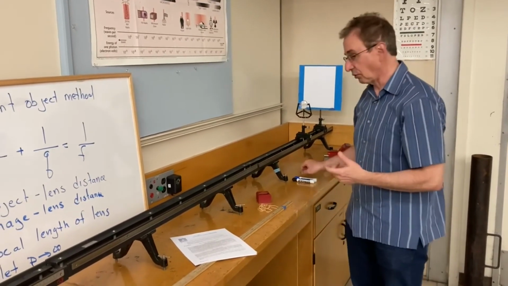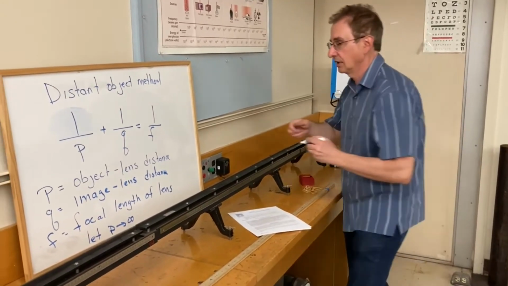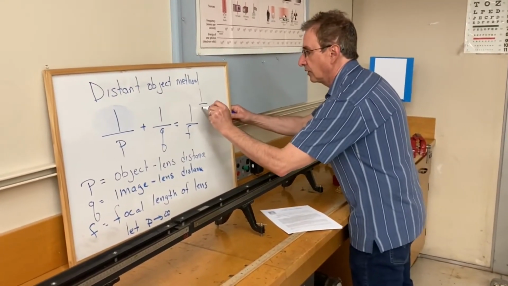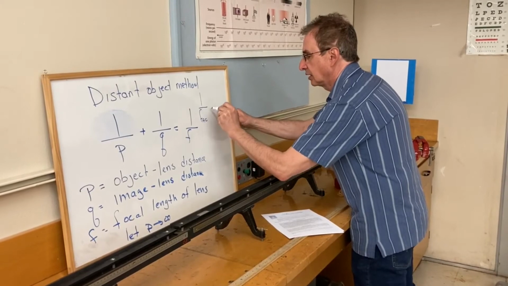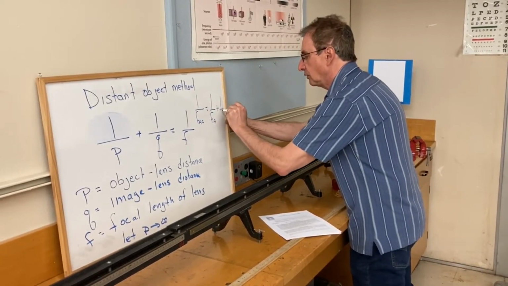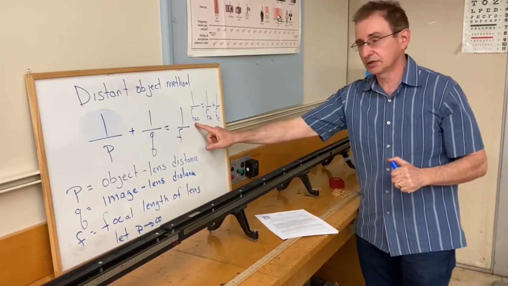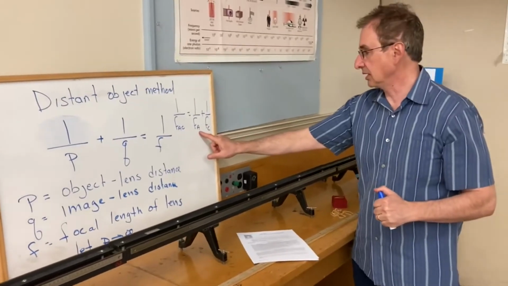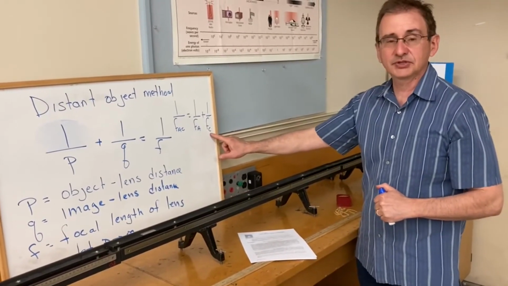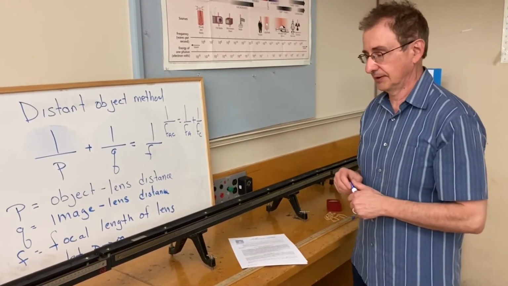Now there's another equation for this: 1 over f_AC equals 1 over f_A plus 1 over f_C. Since you've measured f_AC and you know f_A, you can solve for f_C, and that'll give you the focal length of the diverging lens.